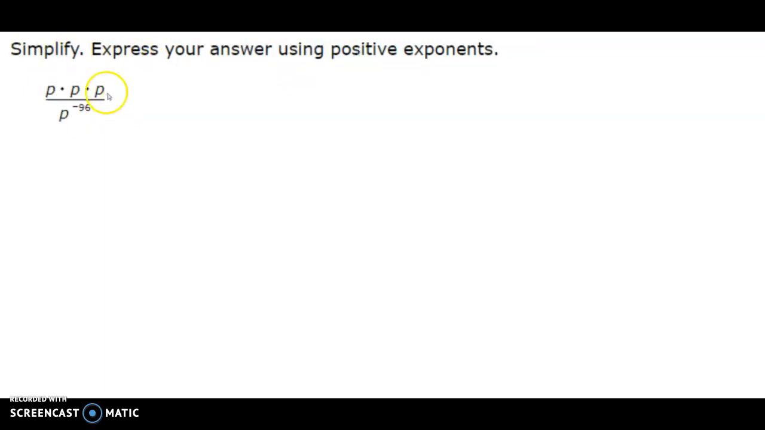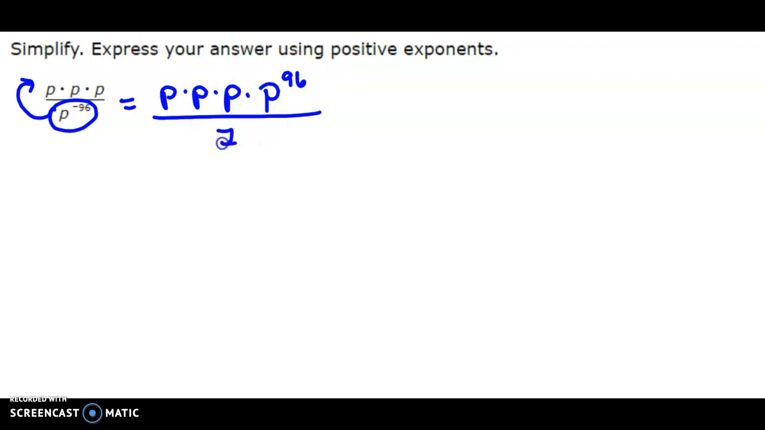All right, this one, we've got this negative, it's going to go up. That's going to leave us with nothing on the bottom. That's okay, that's a 1. So we've got p times p times p times p to the 96 is coming on up. Like I said, nothing on the bottom, so it's really 1. That's going to give us 99 p's, p to the 99th, over 1, which is just p to the 99th.